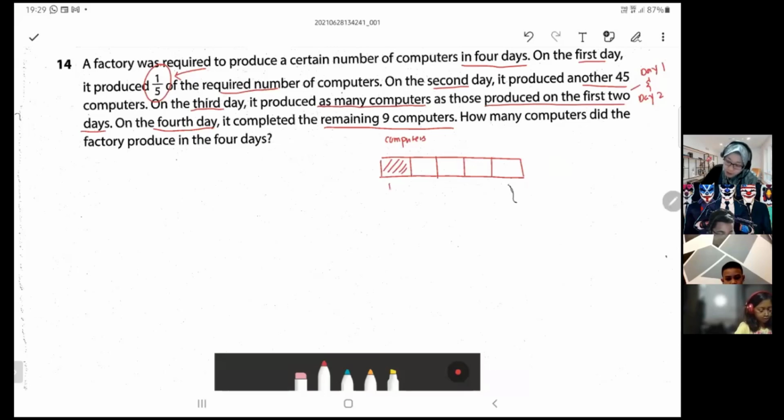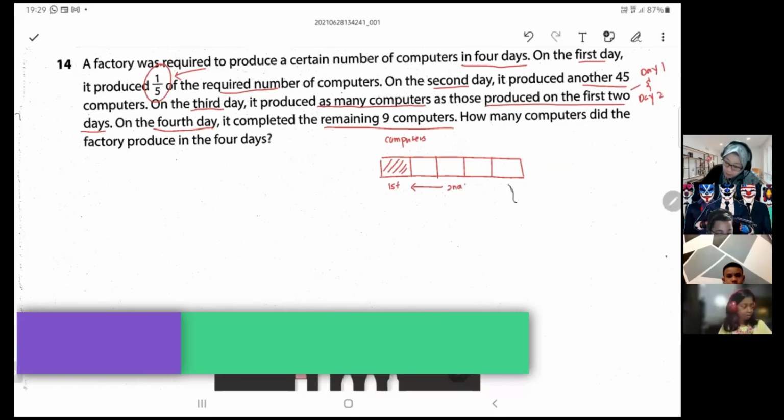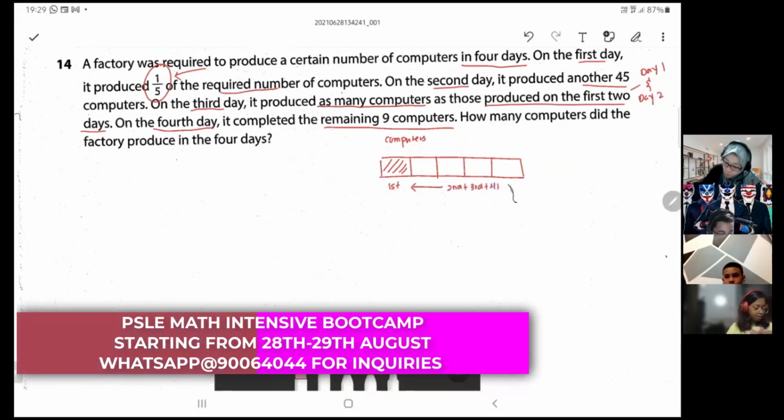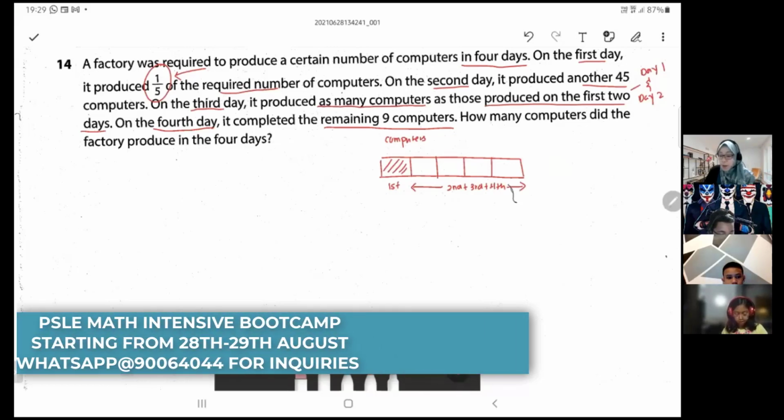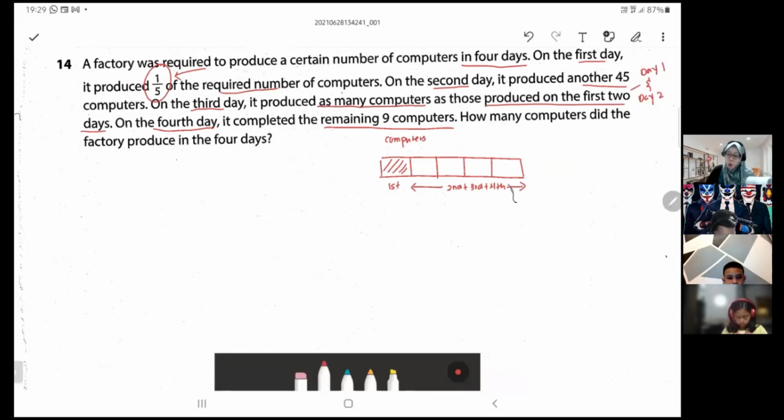1/5 is the first day. The rest of it is for the second plus third plus fourth, which we do not know. I only know 1 unit is for the first. Okay, so I know that this first is 1 unit. I can represent as 1 unit, correct or not? I represent 1 unit. So I'm going to list it down. So first day is 1 unit. Second day is, they say, another 45. So second day is 45 computers, like that.